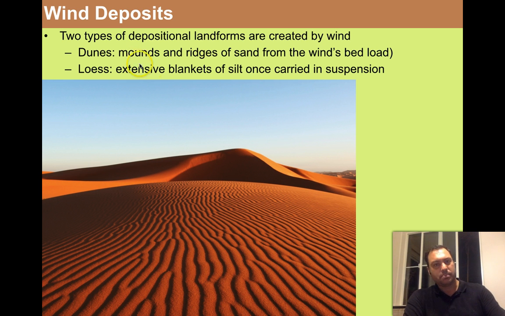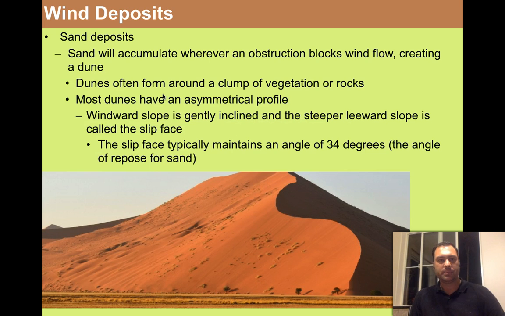So a dune is just mounds and ridges of sand from the wind's bed load, right? So it's the bouncing of the sand along in the bed load, and that creates dunes. And loess is extensive blankets of silt once carried in suspension. So in other words, things are picked up in suspension and deposited somewhere else, basically where the wind calms down and loses its energy. It drops that sediment.